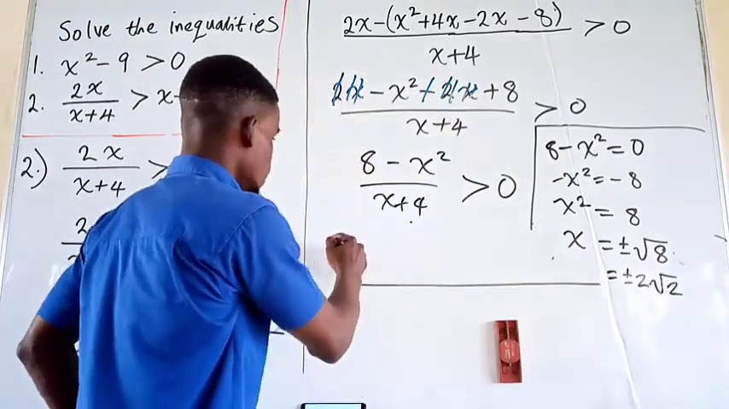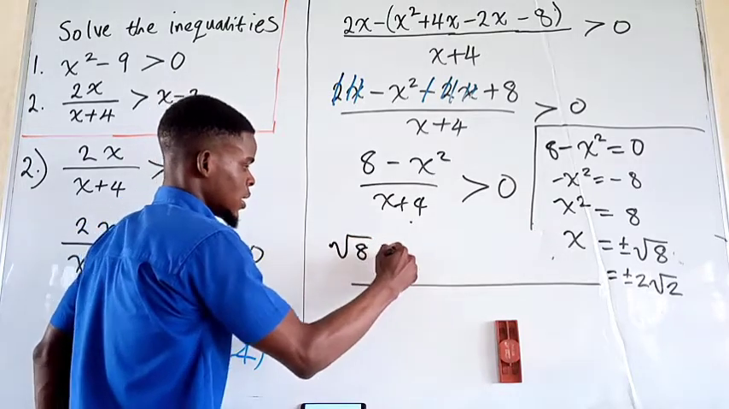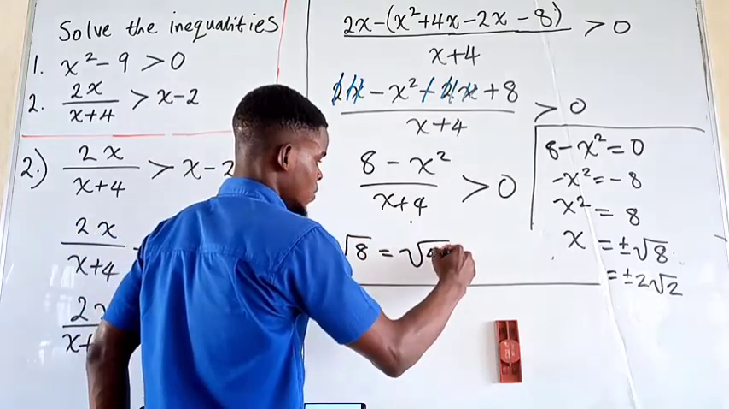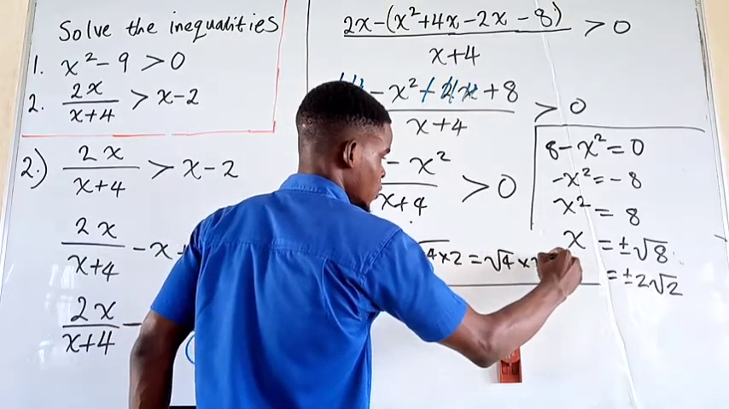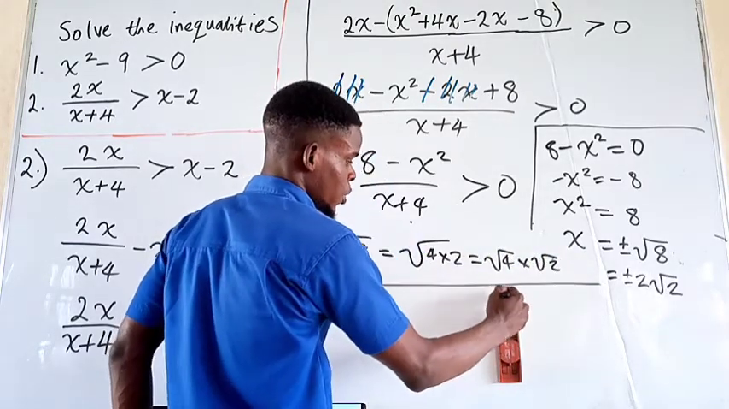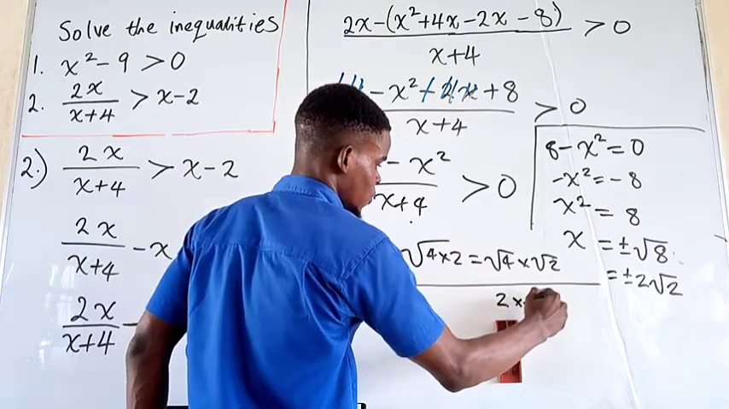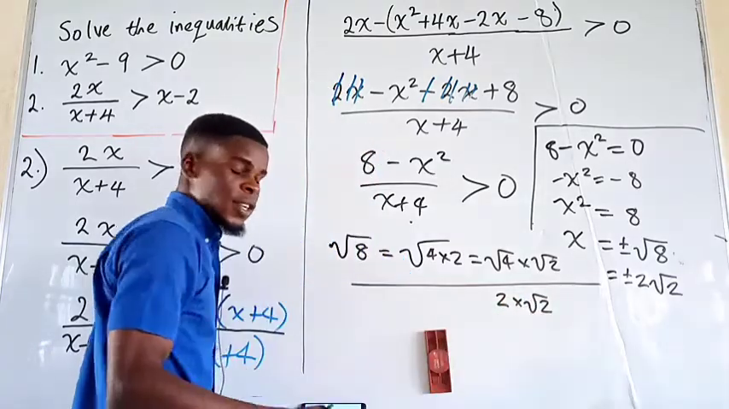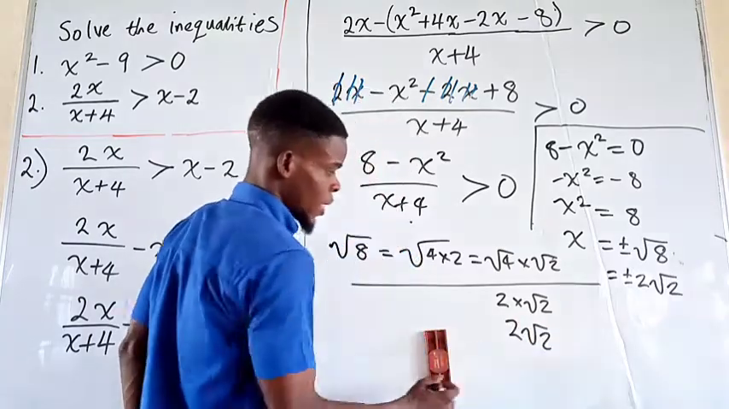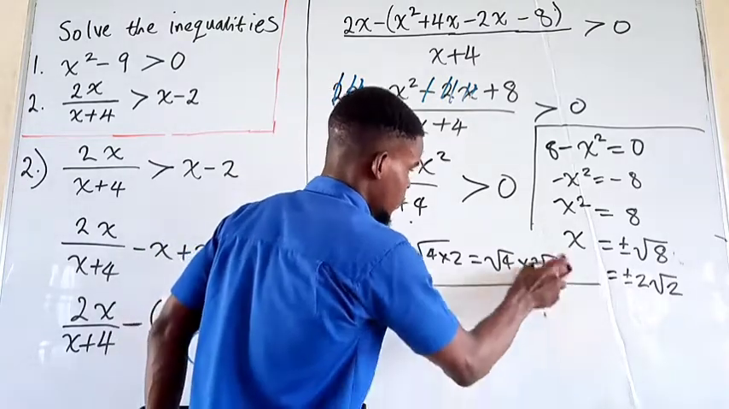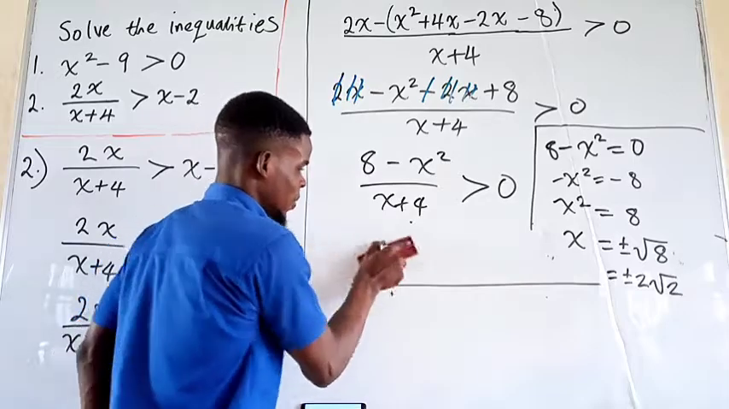Because the square root of 8 is the square root of 4 times 2. And this is the same thing as the square root of 4 times the square root of 2. So the square root of 4 is 2, times the square root of 2. The square root of 2 is an irrational number. You can't reduce it further. So we just put it down as 2 root 2. So that is it. That is just a little reminder for you.